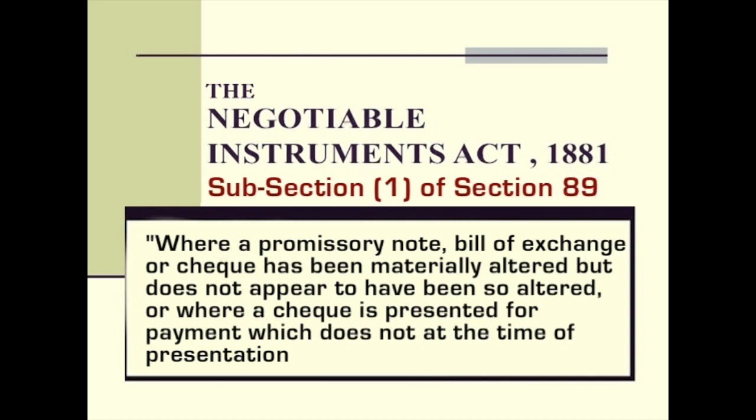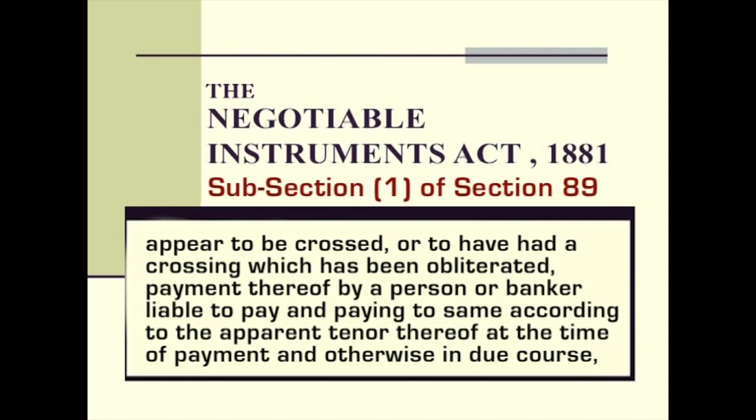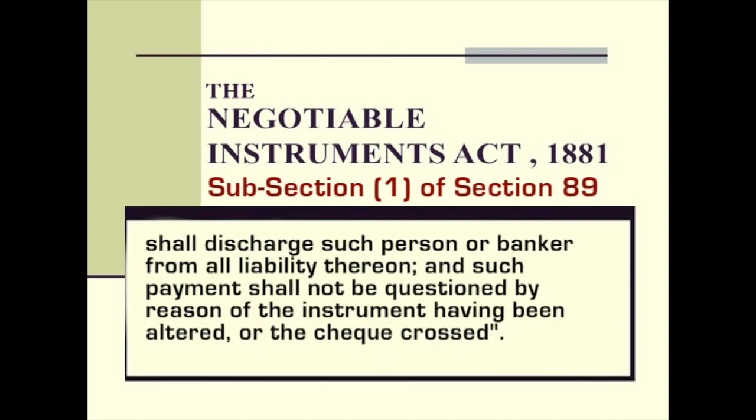materially altered but does not appear to have been so altered, or where a check is presented for payment which does not at the time of presentation appear to be crossed or to have had a crossing which has been obliterated, payment thereof by a person or banker liable to pay and paying the same according to the apparent tenor thereof at the time of payment and otherwise in due course shall discharge such person or banker from all liability thereon. And such payment shall not be questioned by reason of the instrument having been altered or the check crossed.